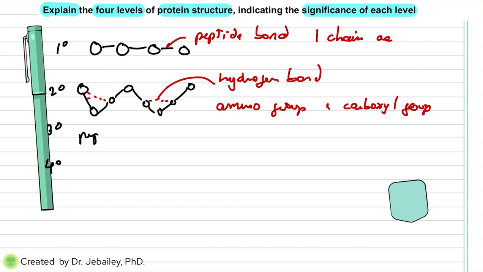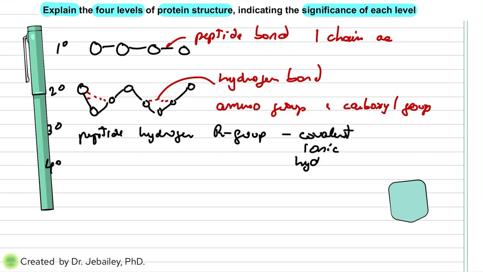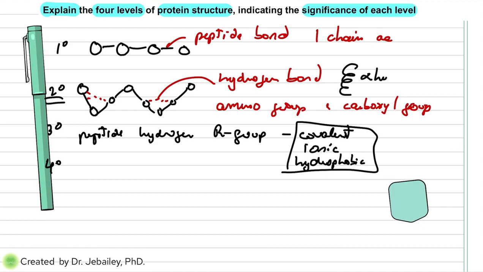You have the peptide bond, you have the hydrogen bond, right? But besides that, you also have the R groups combining with each other. So that means you might have covalent bonds, such as disulfide bonds. You have ionic bonds. You have hydrophobic bonds. These are additional bonds that are happening. Now, going back to the secondary, there are two examples. There's the spiral one, which is the alpha helix, and you need to know this. And there's the zigzag one, which is the beta sheet. You have to remember these two examples for secondary.